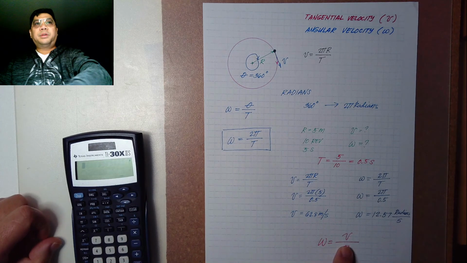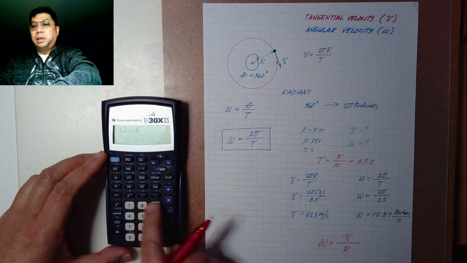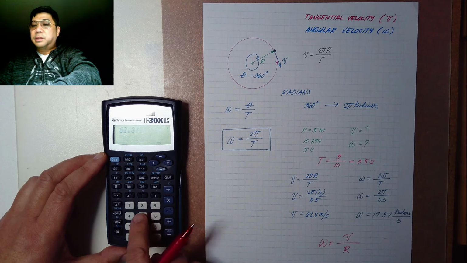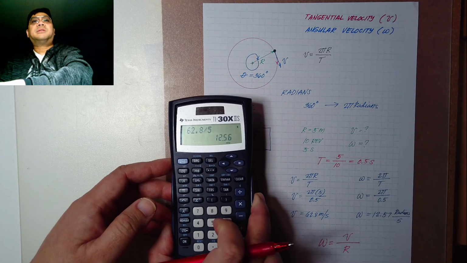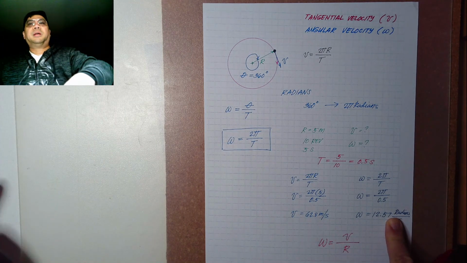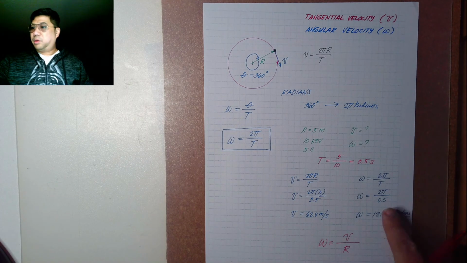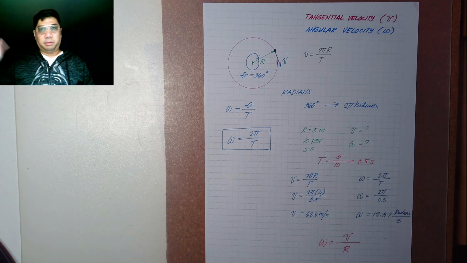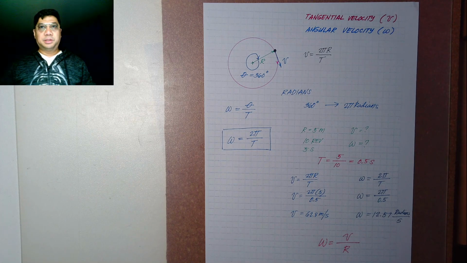However, if we want to prove this, let's try 62.8 and divide it by 5, which is our radius. And yes, it did give us the same answer, which is 12.56. I rounded it off to 12.57 in the solution when you use the value of pi, which is 3.1416 or more. Thank you, and I hope this is helpful for us.